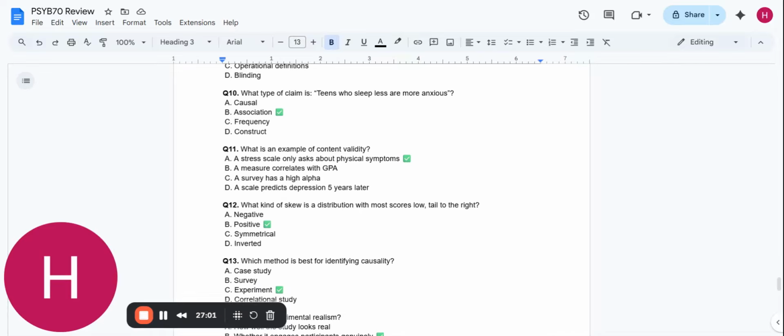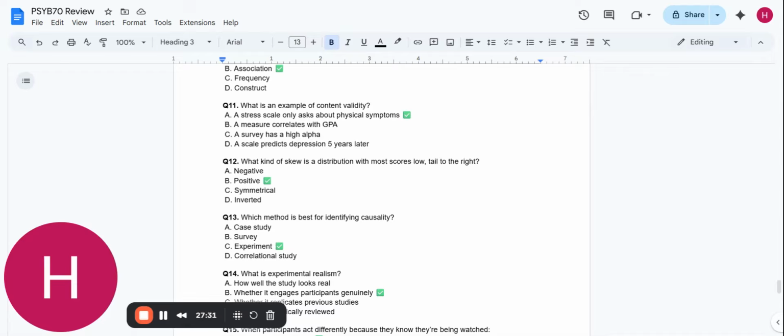Question number 10. What type of claim is "teens who sleep less are more anxious"? This is an association, because it says two things are related to each other, it's not talking about one causing the other. If we want to make a causal claim, we would say sleep causes anxiety. Frequency is about the number of things that occur, for example, 20% of teens sleep less. And construct is just a type of validity, not a type of claim.